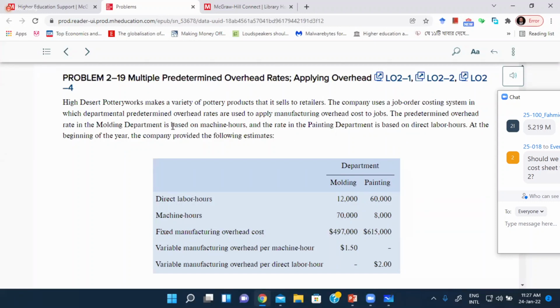So we see that there should be a justification that molding department uses machine hours most, and painting department uses labor hours most. And you can also conclude that molding department is more capital intensive department, and painting is labor intensive, labor is abundant.